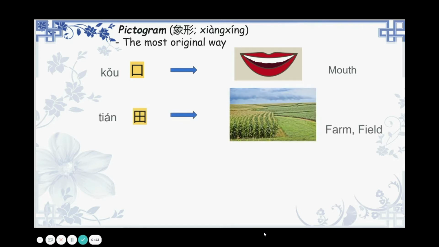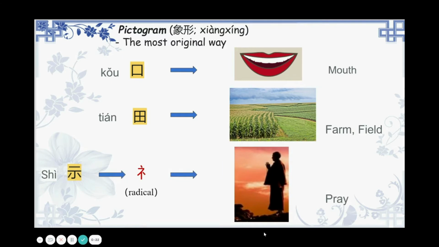田 means farm and field, and it is supposed to look like a field of crops divided into 4 sections. There is a special case of 是. It means prey. 是 can also be a radical, which is equivalent to a root word in English, where the word's meaning is represented.